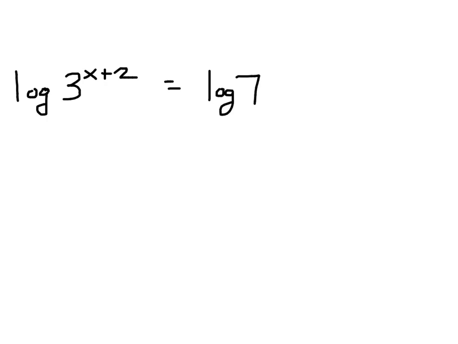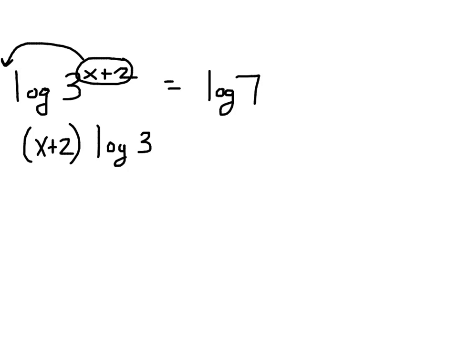The reason we do that is because then we can use the laws that we had in one of the previous sections to take the exponent and move it to the front. So it becomes (x plus 2) times the log of 3 equals the log of 7. The reason I put it in parentheses is because that whole thing was the exponent, not just the 2 and not just the x. It was x plus 2 that was the entire exponent.